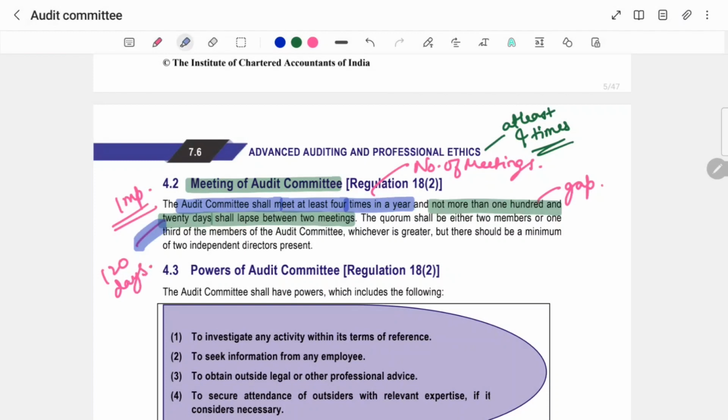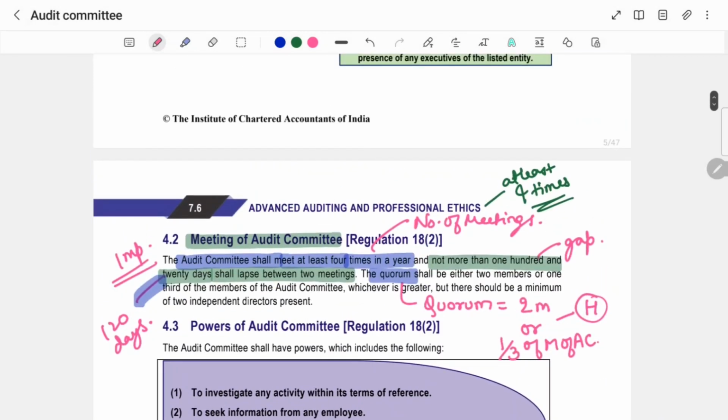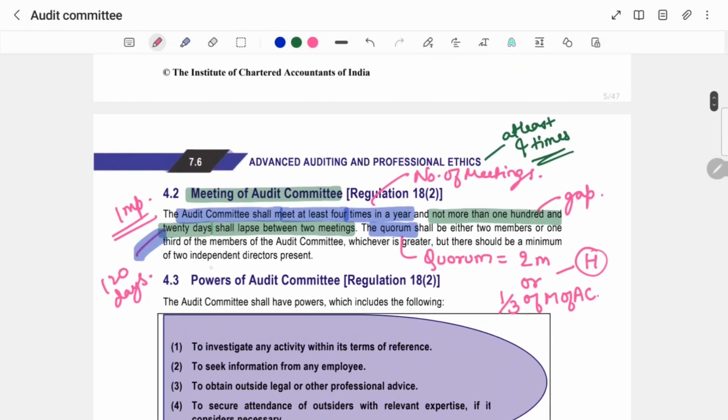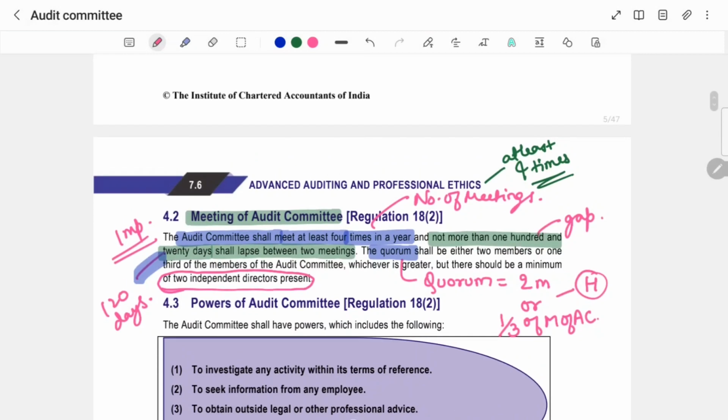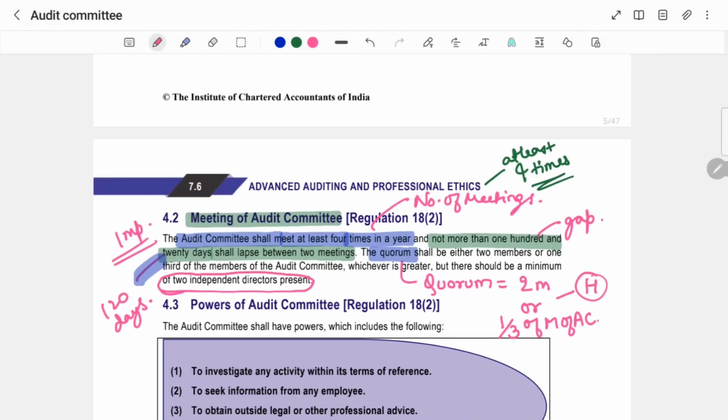Now what is the third limit? The third limit is the quorum. So it is talking about quorum, which can also be asked in MCQ. There should be either 2 members or 1/3 of the members of the audit committee, whichever is greater, that is higher. But there should be what? A minimum of 2 independent directors. So in quorum the minimum requirement is that 2 independent directors must be present, or 2 members or 1/3 of audit committee members, whichever is greater. Okay, so these 3 you have to learn: number of meetings at least 4 times, gap not more than 120 days, and quorum.